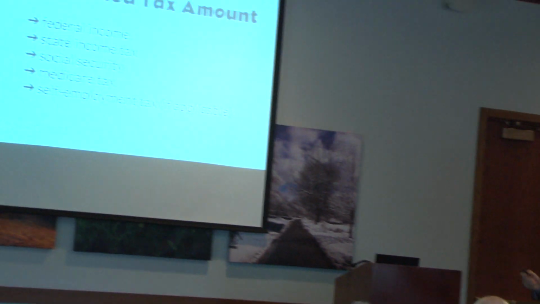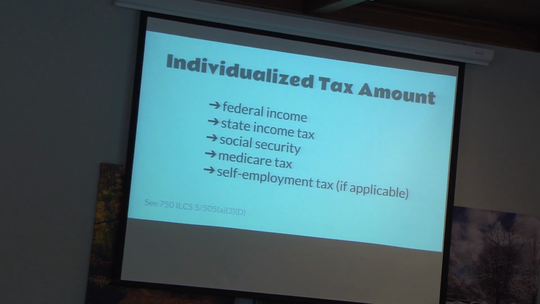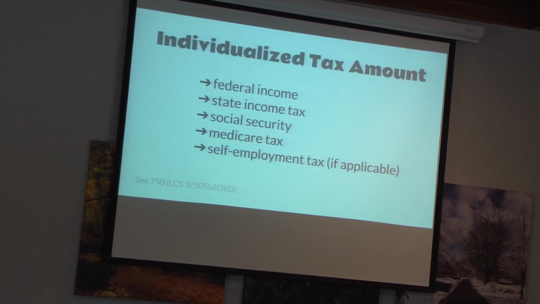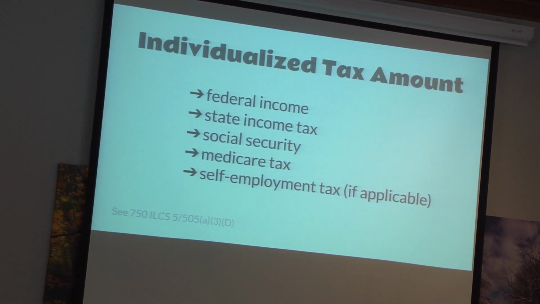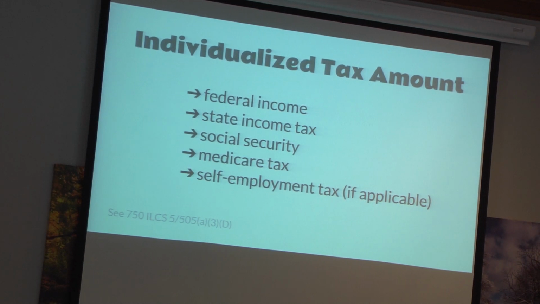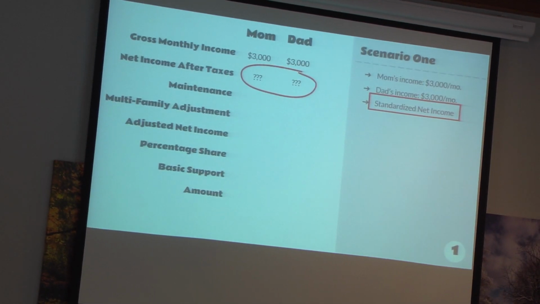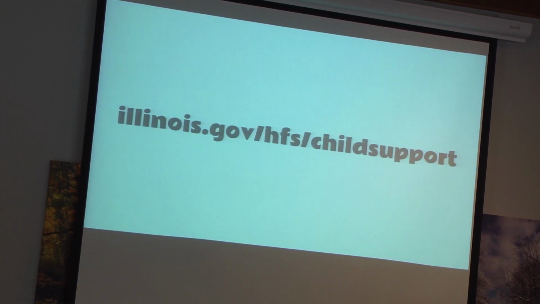Individualized, as I mentioned, you're going to look at all of their taxes. And this is most important if the person is self-employed, because they're going to be paying more taxes because their employer is not matching their FICA, their Medicare and Social Security contributions. So look at their taxes, see what they're actually paying, and then prove that up to the court so you can get them that deduction. But because we want to keep this really easy, I'm going to use the standardized net income in this scenario.